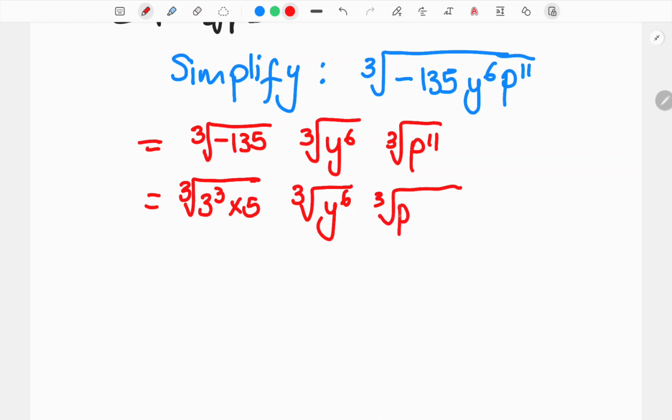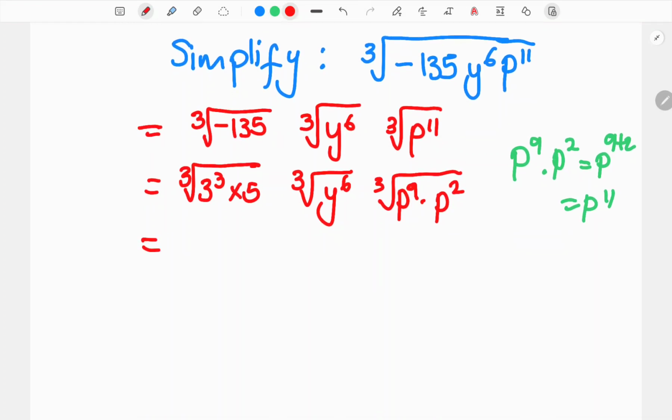So this is going to be p to the power 9 multiplied by p to the power of 2, because we still know that p to the 9 multiplied by p to the 2 is the same as p to the 9 plus 2, which is just p to the 11. So we didn't change anything. What can we do further?